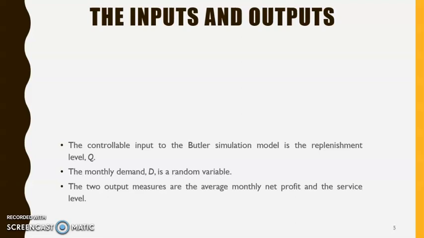So here it's exactly the same thing. Here we have decision variables, that is, as you can see here, the replenishment level, that is Q. Another parameter that is very important and is an input is demand. That is a random variable and it is uncontrollable. And the other things that are outputs, not inputs, are the average monthly net profit and the service level.